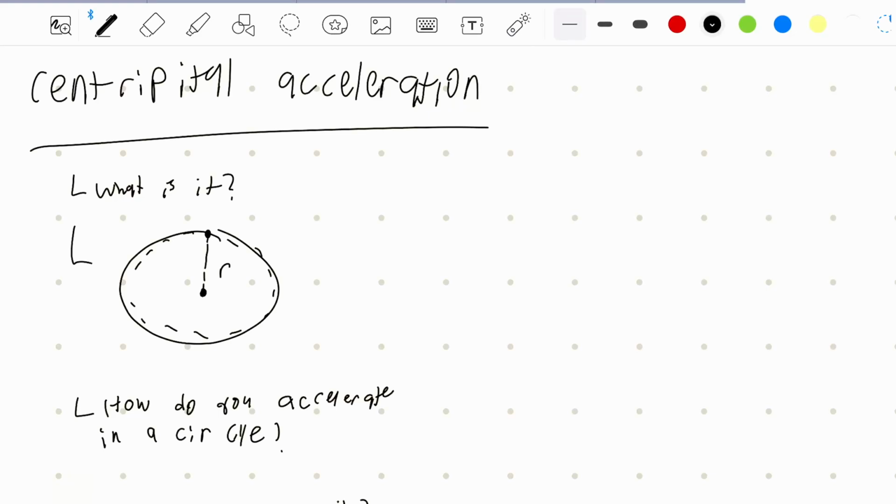Okay, welcome back to Physics 1, and today we're going to be talking about centripetal acceleration and centripetal motion. So what exactly is centripetal acceleration or centripetal motion?